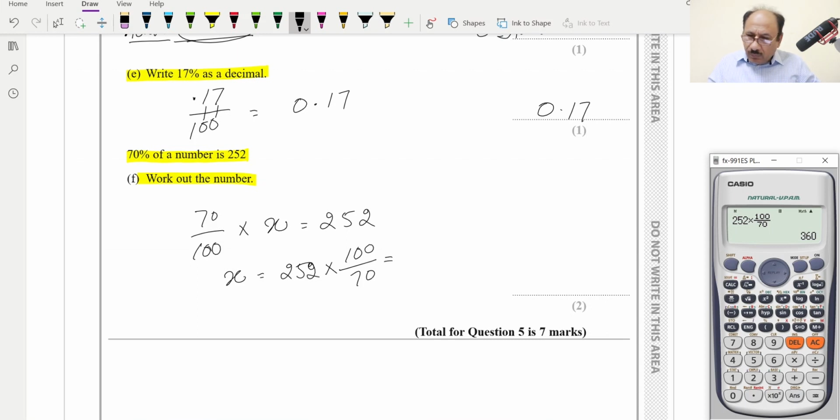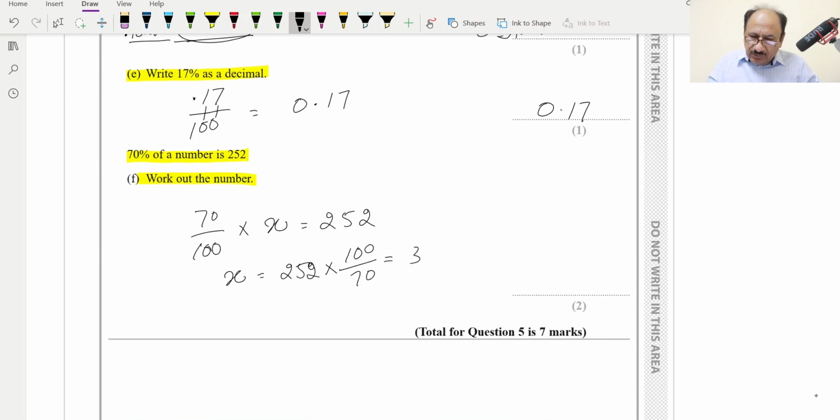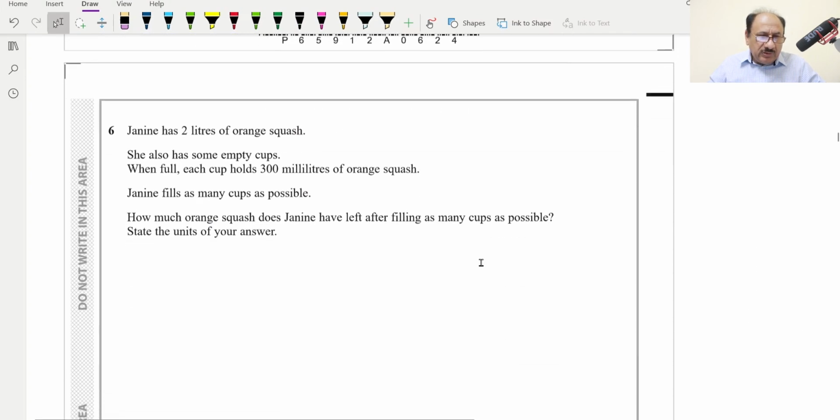So 252 into 100, yes, so 360 will be our answer over here at the proper location. This was a 2 mark question, basically an easy question. So question number 6.